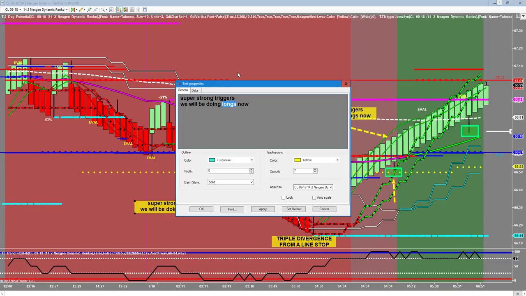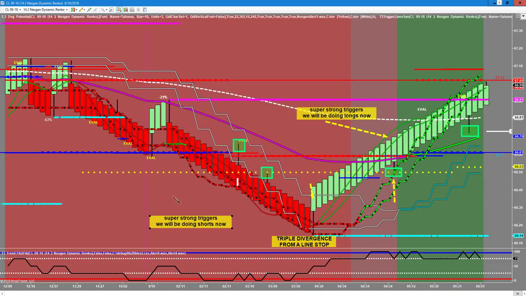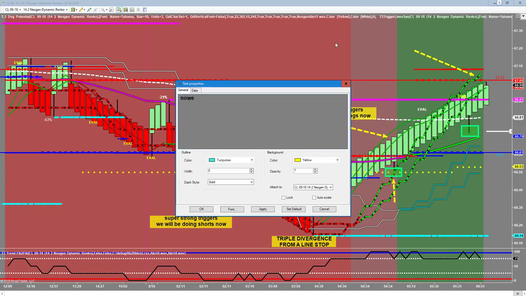Look here, let me change that to shorts. Super strong triggers, you're going to do shorts until you get to what? An area or triple divergence from a line. And then when they're going up strong, you're going to go long, you're going to go long, and then eventually you're going to get to a spot where you have to stop and wait and see what happens.